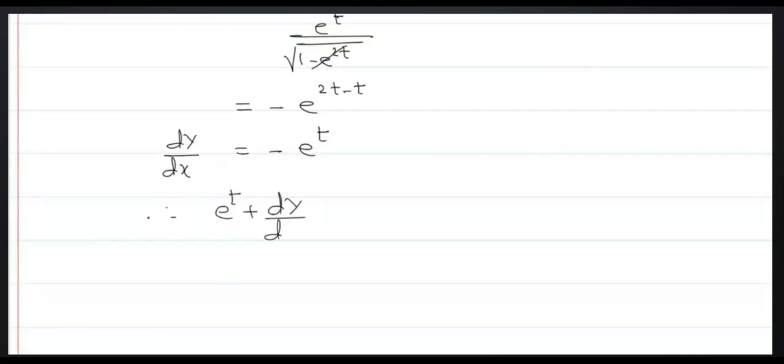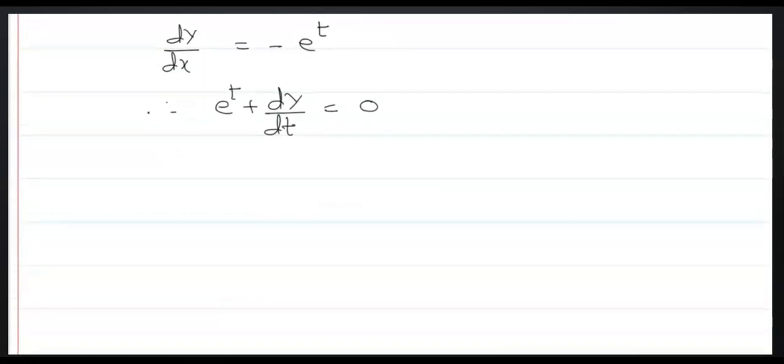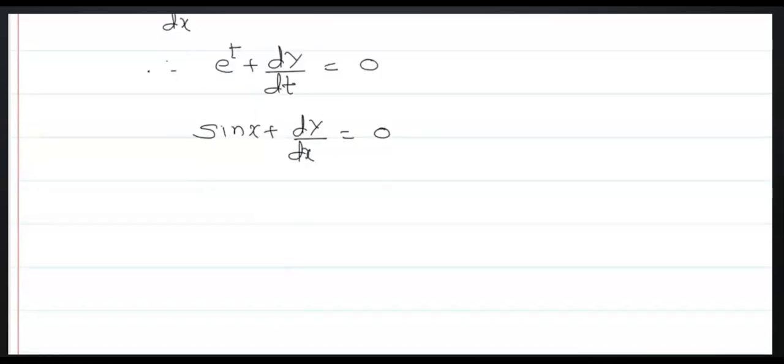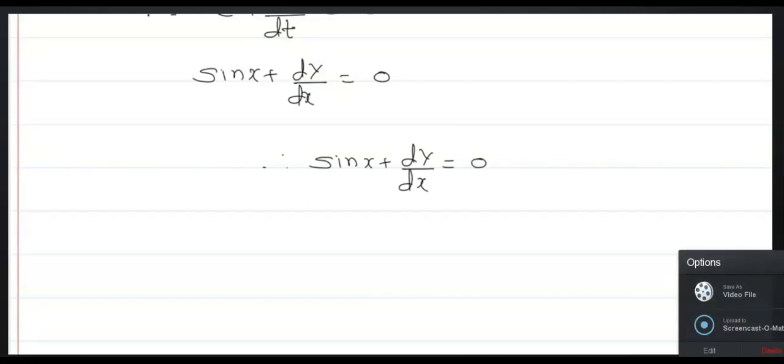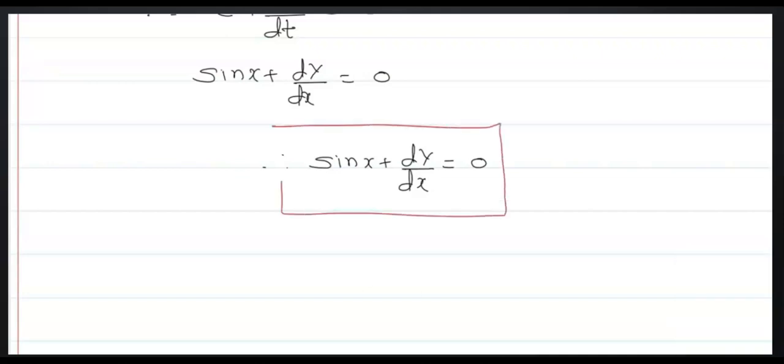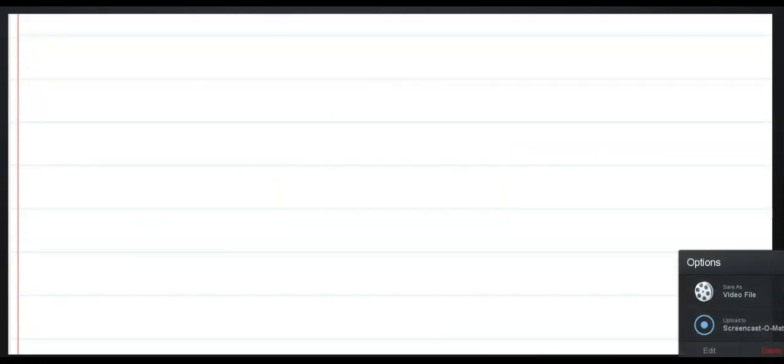Now e raised to t plus dy by dx is equal to 0. Because sin x is e raised to t, therefore sin x plus dy by dx is equal to 0. And that's why I found the value of sin x. Hence proved. Now see this again.